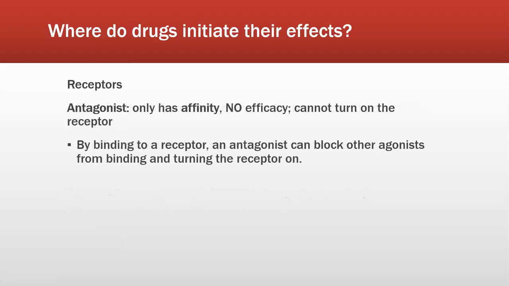So what is an antagonist? Well, an antagonist only has affinity. It has no efficacy, so it doesn't turn that receptor on. So an antagonist is not going to help; it won't start the medication. But by binding to a receptor, the antagonist can block other agonists from binding and turning the receptor on. So you really need to understand what is an agonist, what is an antagonist, and know that for your medications as well.